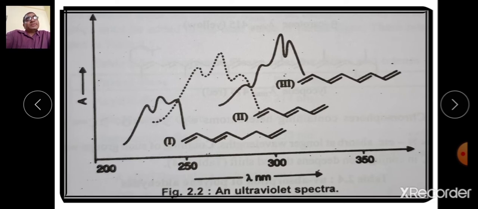Okay, and thus what is the effect? When the conjugation increases, the absorption shifts to the longer side, and also the Emax value increases. Okay, and these examples give a clear idea about the effect of conjugation on the band.